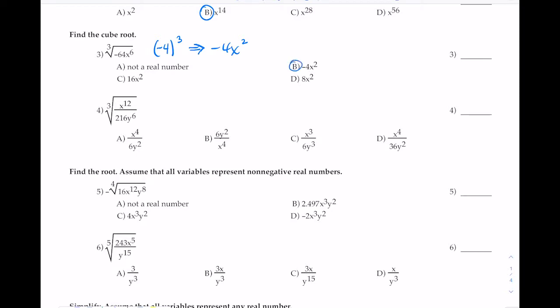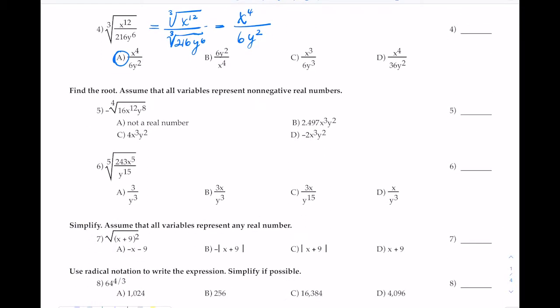So that's letter B. In number 4, we have a radical and we have a quotient inside. So one thing you can do is use the quotient rule for radicals, and you can split the numerator and denominator up. And we can make this into the cube root of x to the 12th over the cube root of 216 y to the 6th. And if I take each cube root individually, I would get x to the 4th in the numerator. And what number cubed gives you 216? That would be 6, and then the cube root of y to the 6th is y squared. So my answer here is going to be letter A.